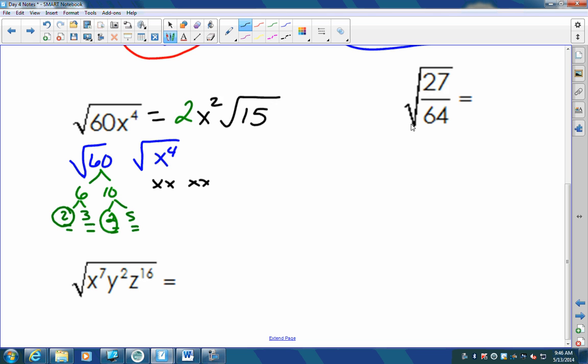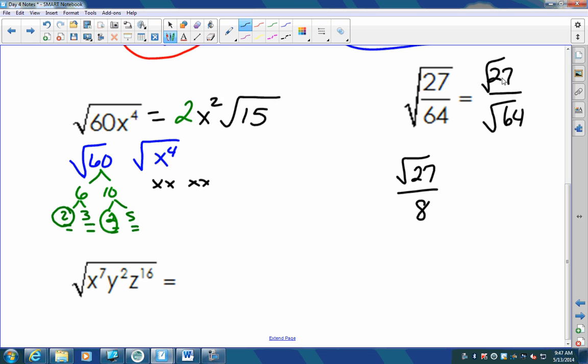The next one says the square root of 27 divided by 64. You could have tried to reduce it, I don't know if it would have worked. I don't think it would have. When I go through here, I know I've got the square root of 27 over the square root of 64. The square root of 64 works out perfectly, so I have the square root of 27 over 8. The square root of 64 is 8, because 8 times 8 is 64.